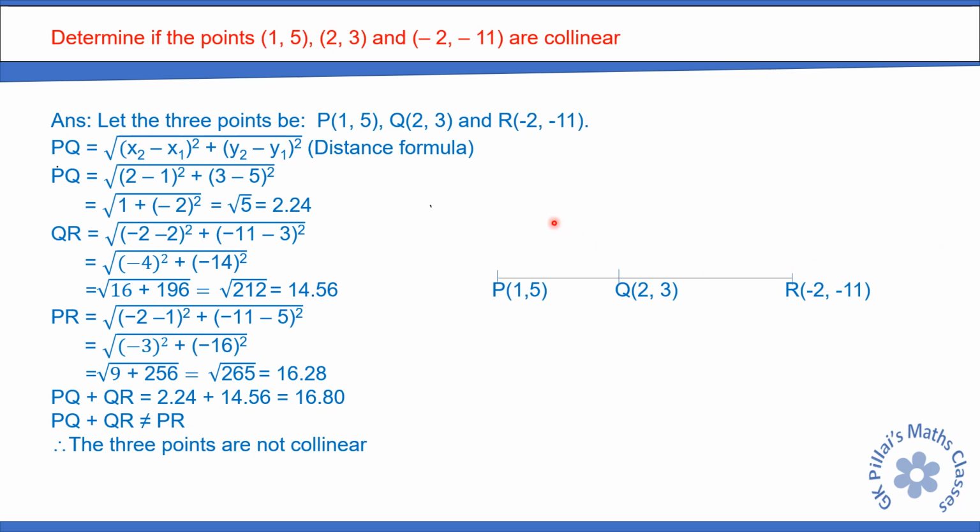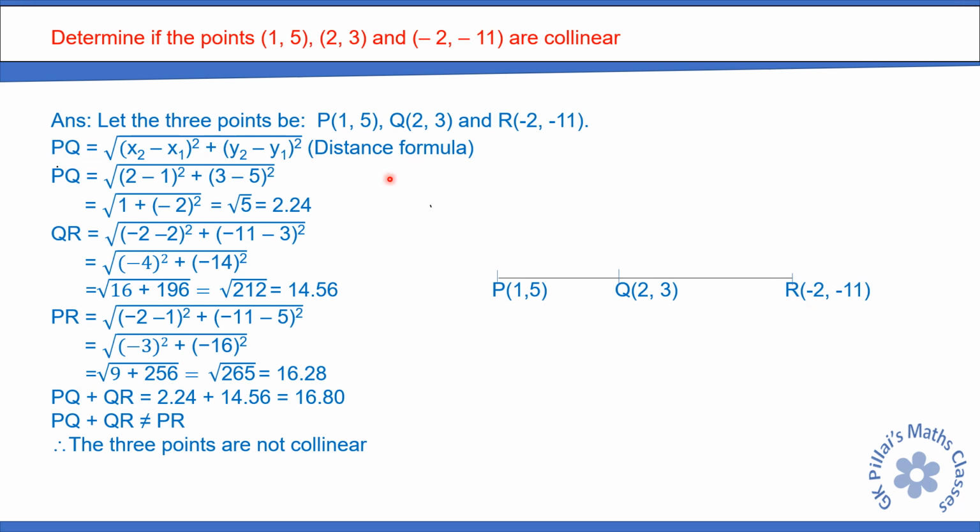Let us discuss the first one. The first question: determine if the points P, Q and R are collinear. Collinear means all the 3 points lie in a straight line. Here what we will be doing, using the distance formula, we will find PQ, we will find QR and also PR. PQ plus QR should be equal to PR. Then only the 3 points will be collinear.